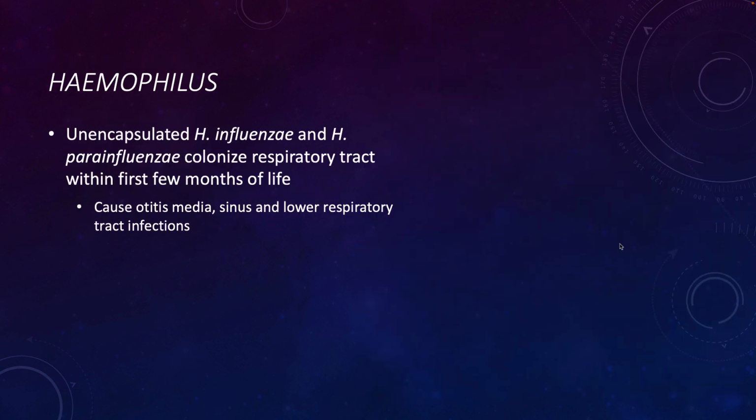Unencapsulated Haemophilus influenzae and another species, parainfluenzae, are normal members of the microbiome that colonize the respiratory tract within the first few months of life. So remember, we're more worried about encapsulated Haemophilus influenzae because capsules are helpful for avoiding the immune system, allowing for more invasive infections. However, even these species that are part of the normal microbiome can cause things like middle ear infections, sinus infections, and lower respiratory infections.